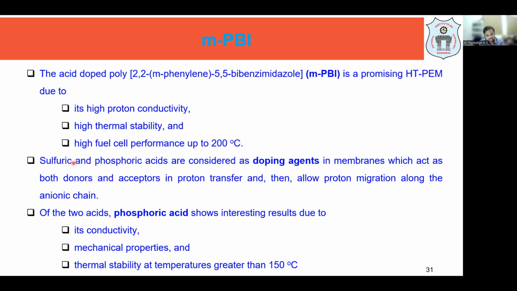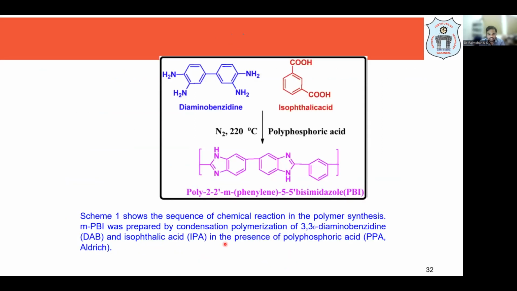And we can use either sulfuric acid or phosphoric acid as the doping agent in the membrane, which will act as both donor and acceptor in the proton transfer, and they will allow the proton to migrate along the anionic chain. Okay. So of the two acids, we have seen that phosphoric acid has shown interesting results because of its conductivity, mechanical property, and thermal stability greater than 150 degrees Celsius.